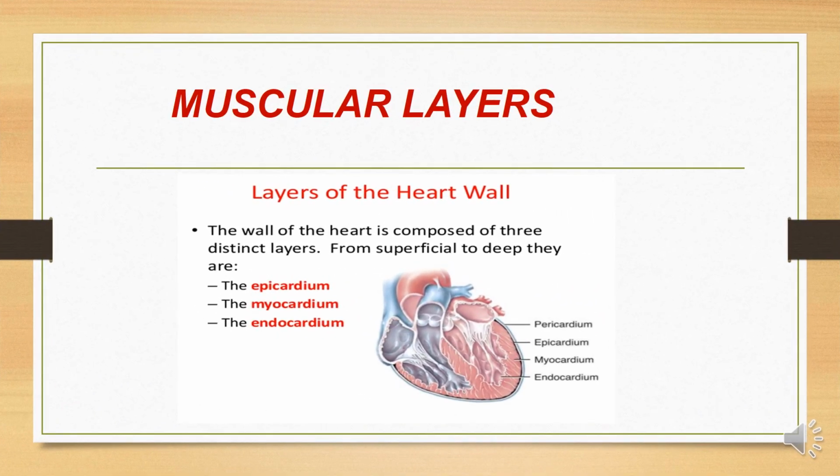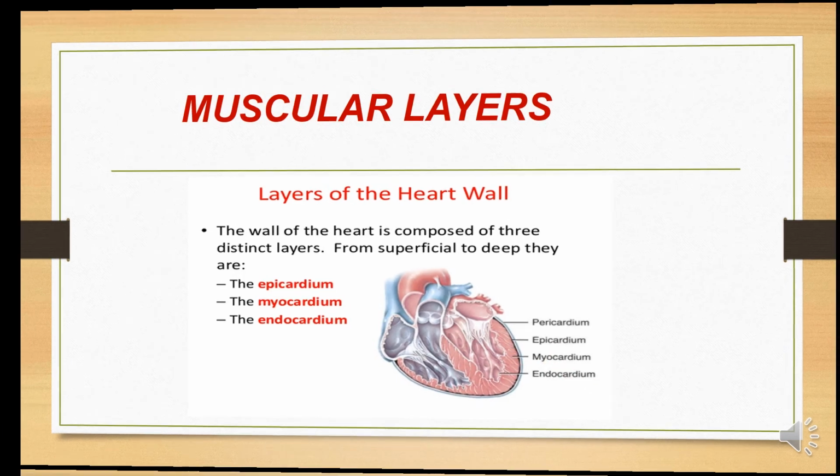So there are three layers present in the heart muscle. The outer layer is known as the epicardium, the middle layer is known as the myocardium, and the inner layer is known as the endocardium. So these different layers make up the wall of the heart.